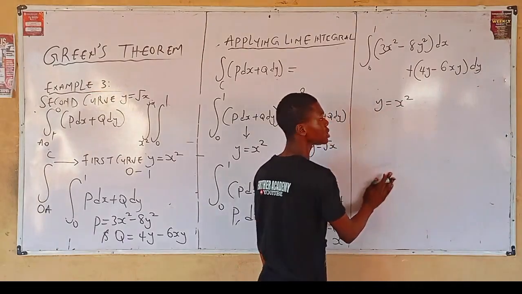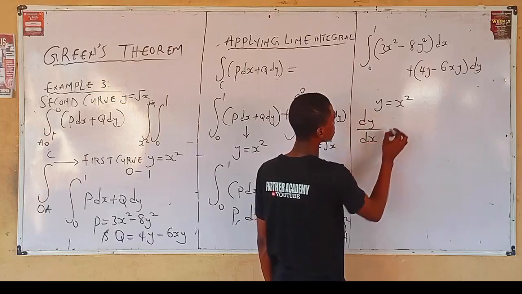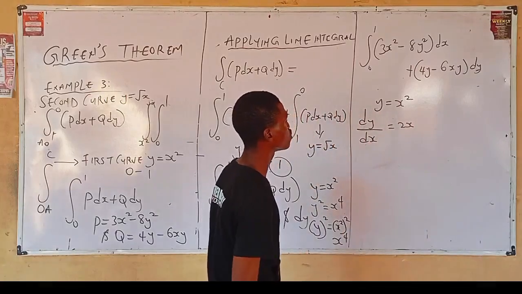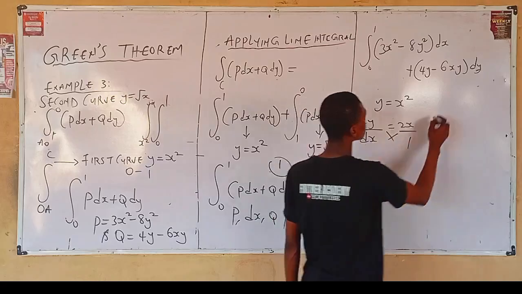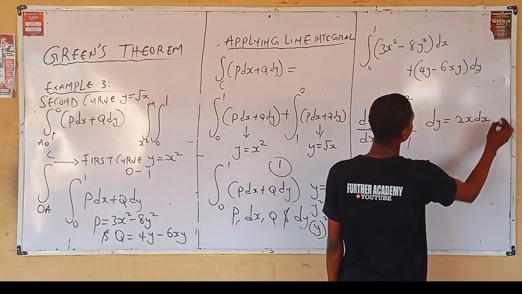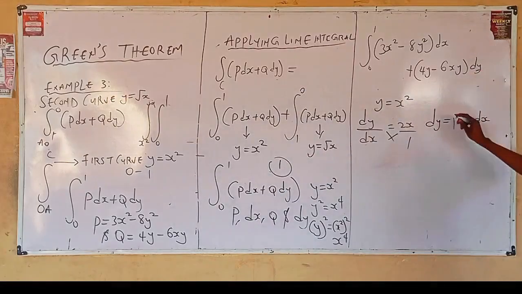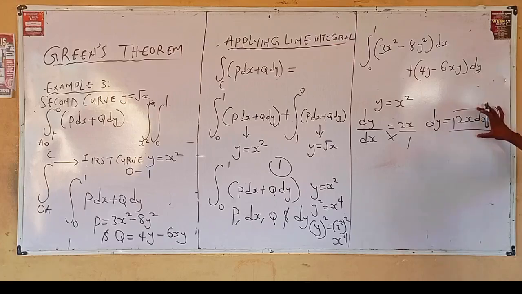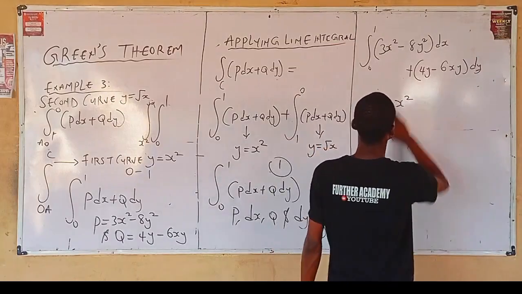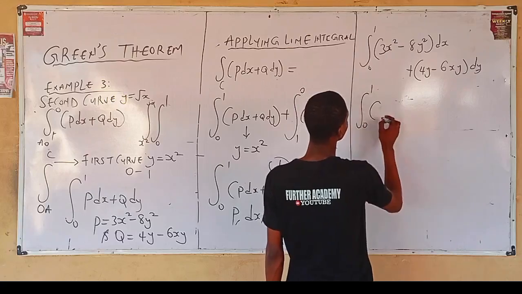So differentiate this. By the time you differentiate, dy over dx is equal to 2x. Cross multiply, and this becomes dy equals 2x dx. In place of this dy, you substitute this. Alright, meaning that I have the integral from 0 to 1, all into brackets.